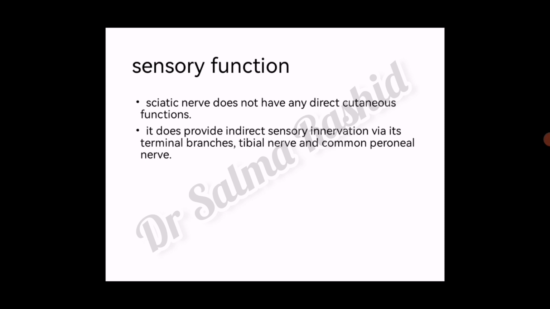Now sensory function. The sciatic nerve does not have any direct cutaneous function. It does provide indirect sensory innervation via its terminal branches, the tibial nerve and common peroneal nerve. I have discussed in detail the tibial nerve and common peroneal nerve in my previous lecture. You can watch those for better understanding. I am also sharing the link here.